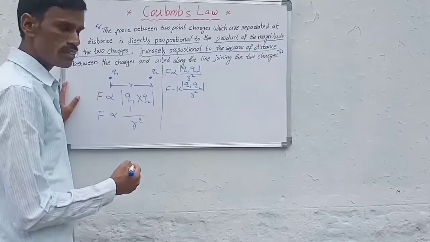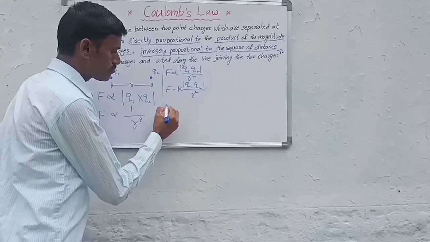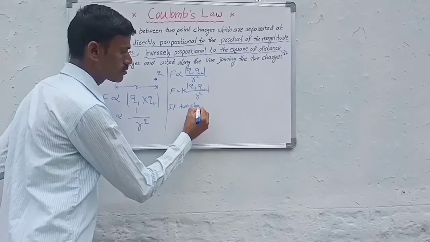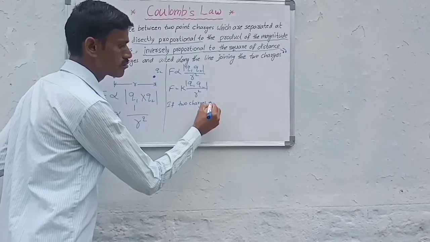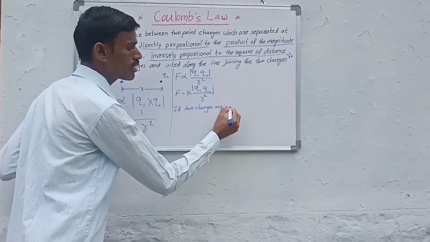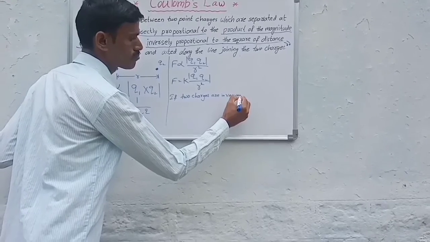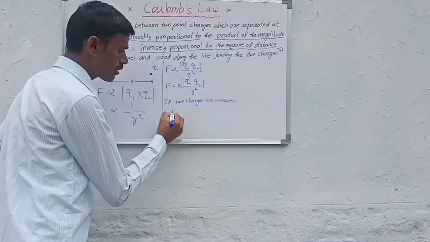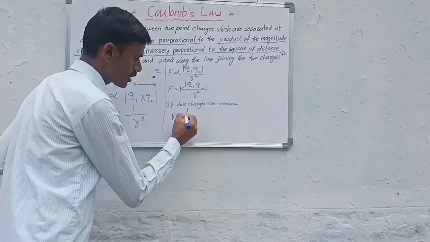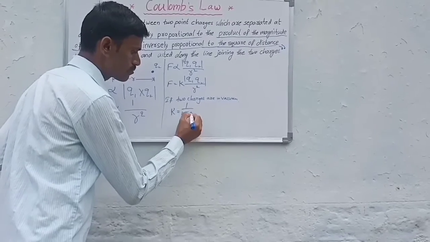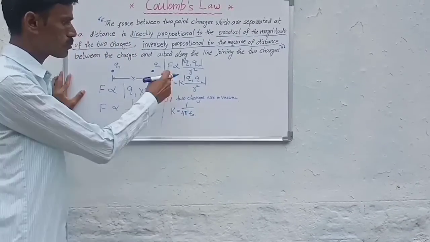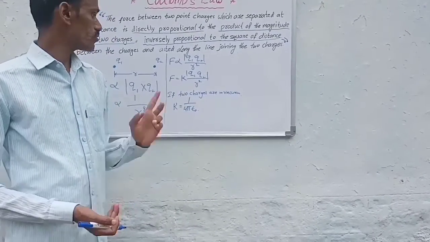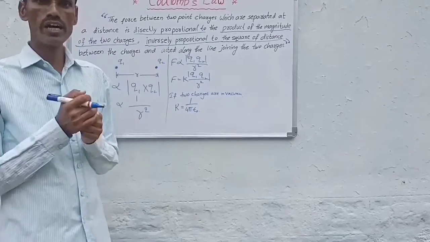So what is K? K is the proportionality constant. If the two charges are in vacuum, the value of K is 1 by 4 pi epsilon naught. So the value of K is 1 by 4 pi epsilon naught if these two charges are kept in a vacuum.